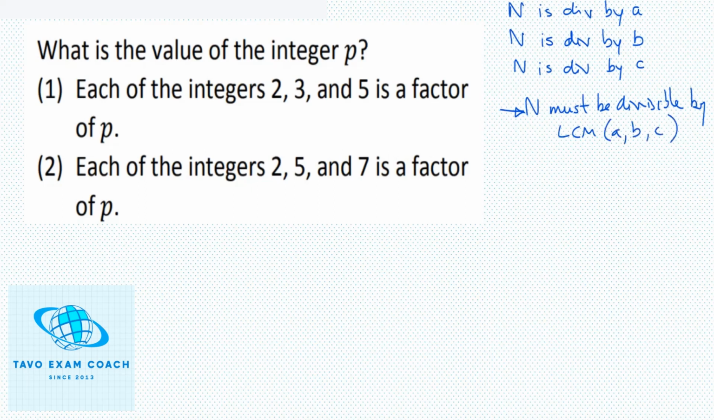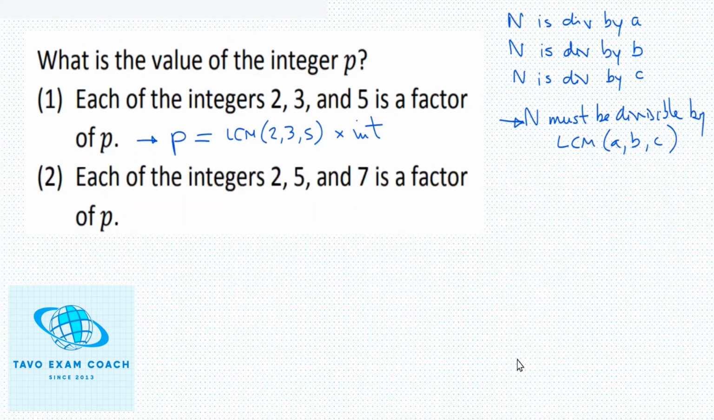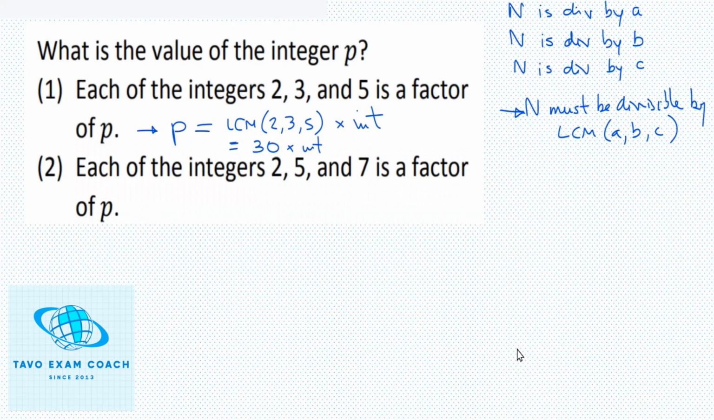Nothing else, nothing more. So if p is divisible by 2, p is divisible by 3, and p is divisible by 5, it follows that p is divisible by the LCM of 2, 3, and 5. But of course, that doesn't determine any single number. We know that the LCM of 2, 3, and 5 is 30. So in the best case, we are confirming that p is a multiple of 30. It could be 30, 60, 120, etc.